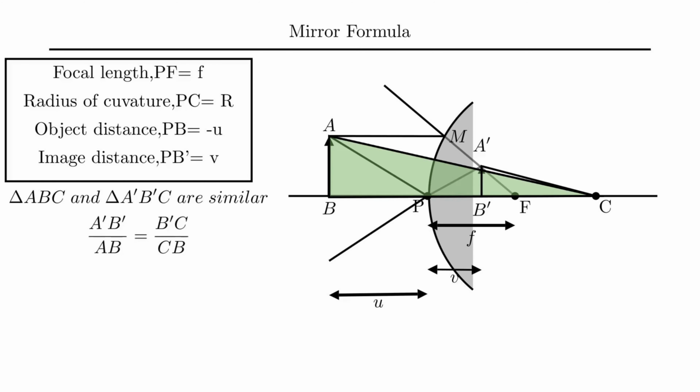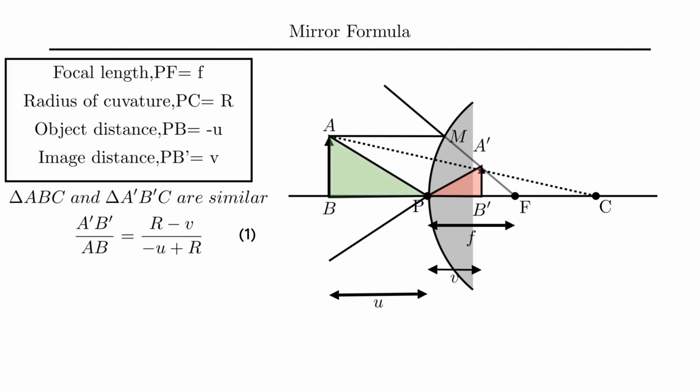Now triangle PBC and triangle A'B'C are similar. Therefore, the ratios of corresponding sides of these triangles will also be equal. So the ratio of A'B' to AB is equal to the ratio of B'C to CB. As B'C is equal to PC minus PB' and CB equals PB plus PC, on substituting the values we get A'B'/AB = (R - v)/(-u + R).